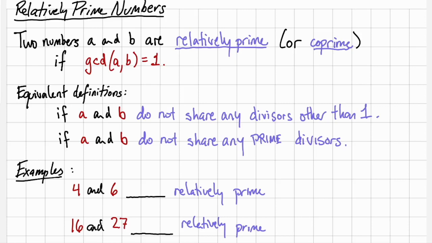Today we're going to be talking about when two numbers, a and b, are relatively prime. Two numbers are relatively prime if their greatest common divisor is equal to 1. Another word for relatively prime is coprime. There are two equivalent definitions. a and b are relatively prime if they do not share any divisors other than 1, or we can say two numbers are relatively prime if they do not share any prime divisors.